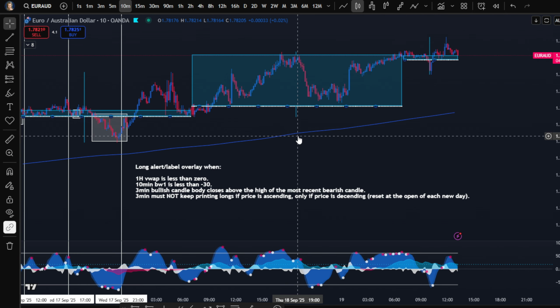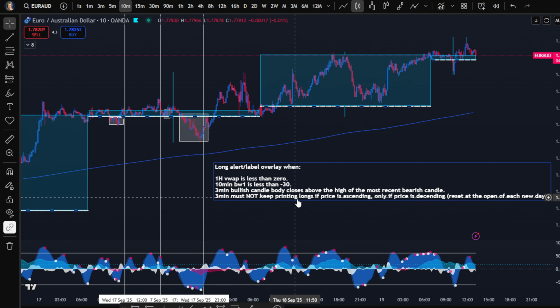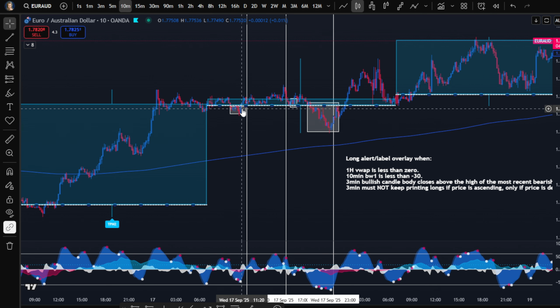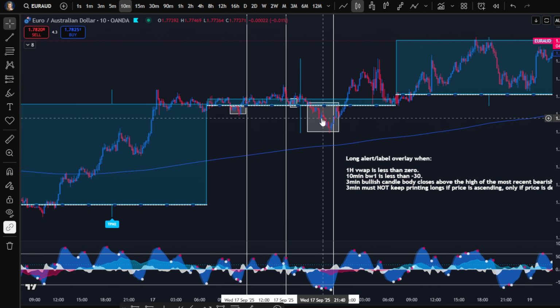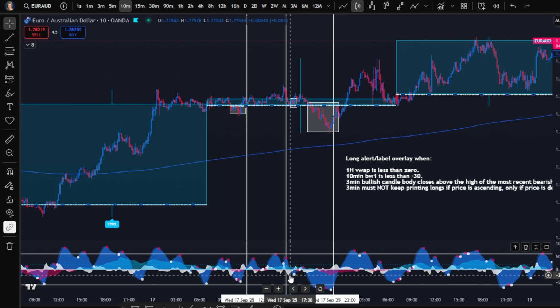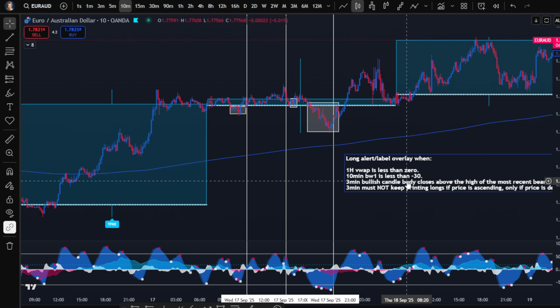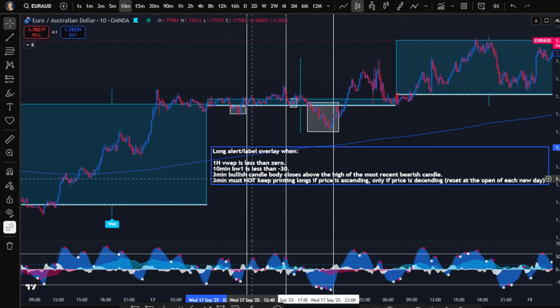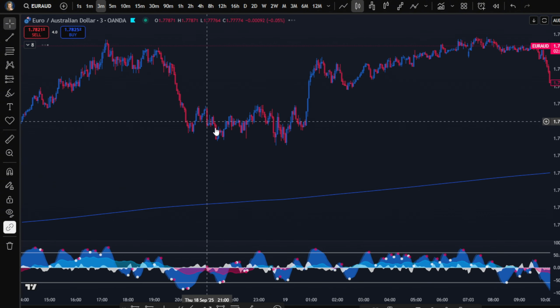The 10-minute blue wave is less than -30, so it's below -30 over here in this white box, and in this white box, this one, it's below, but it's not less than -30. All right, and we want to be entering these scalp trades on the 3-minute time frame. So I guess this is where the rules get a little bit more maybe complicated.